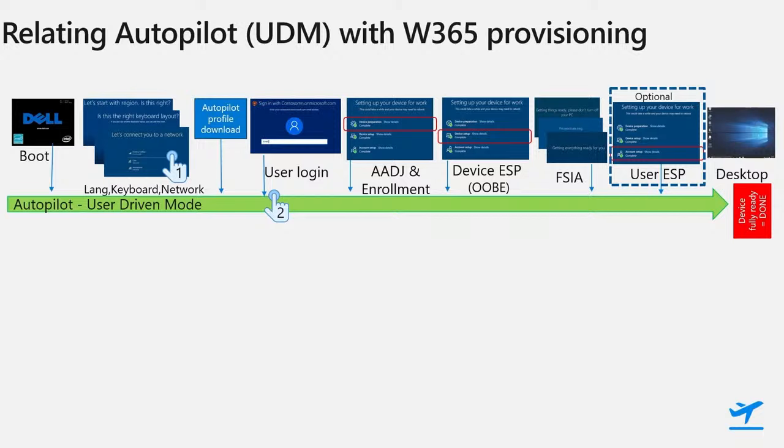Behind that is where the user profile disk is being created. And then you're back in ESP for the account setup phase, or the user phase, as we often call it. And anything you target towards the user, apps, settings, configurations are going to be installed in that. And when all of that's completed, you're at the desktop. This is Autopilot user-driven mode. The end user is driving all of these actions within it.